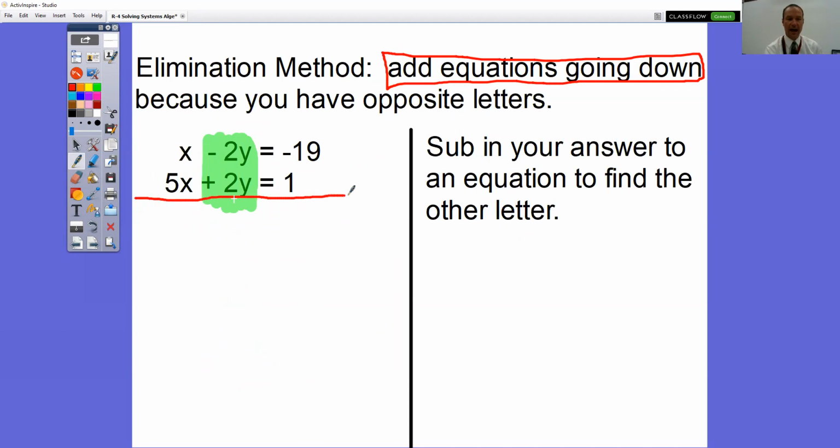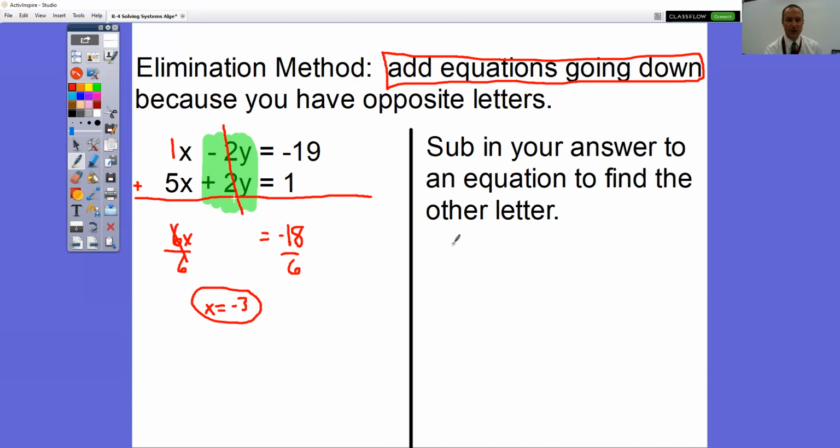So we're going to draw a line right here. We're going to put a little plus sign because we're going to add the equations going down. And that negative 2y and that positive 2y will cancel out. There's really a 1 in front of this x, so 1x plus 5x is 6x. Bring down your equal sign, negative 19 plus 1 is negative 18. This is just a one-step equation from here. So divide by 6, and you get x equals negative 3.